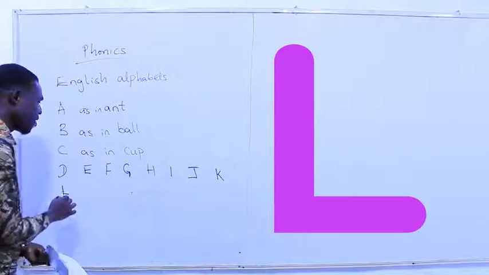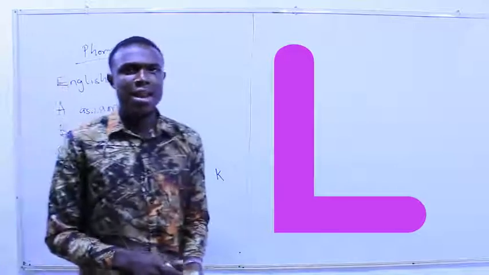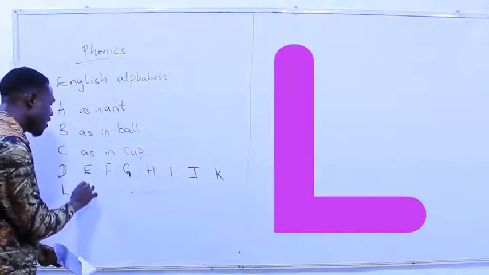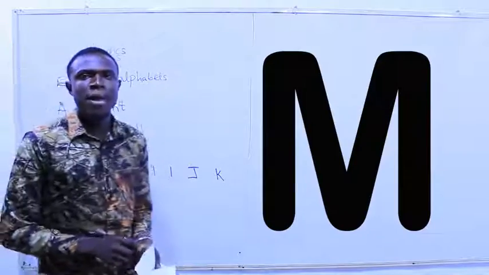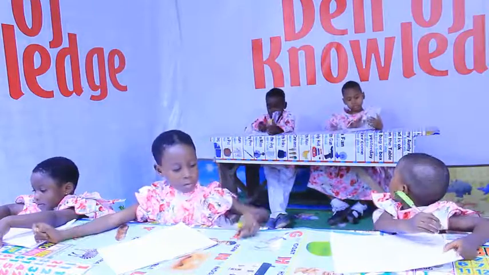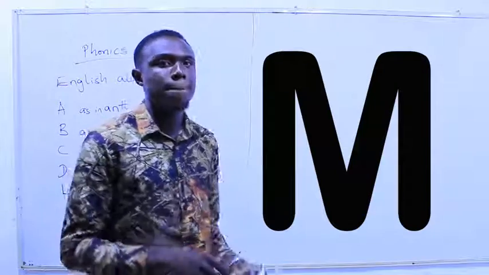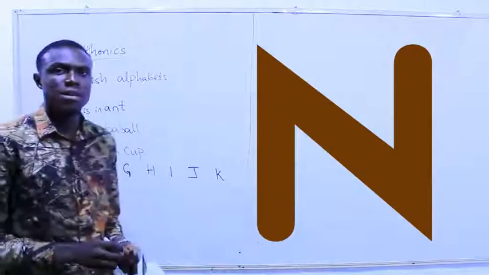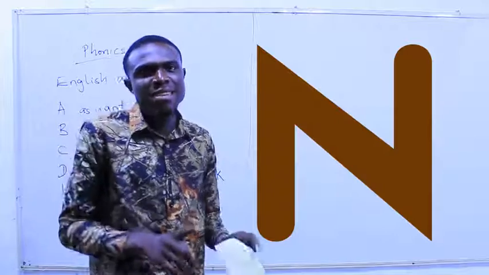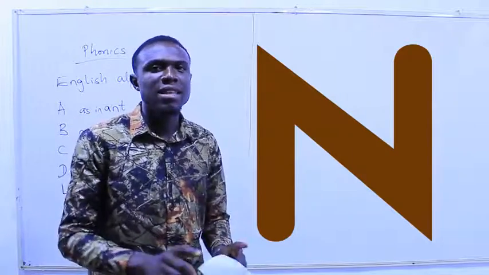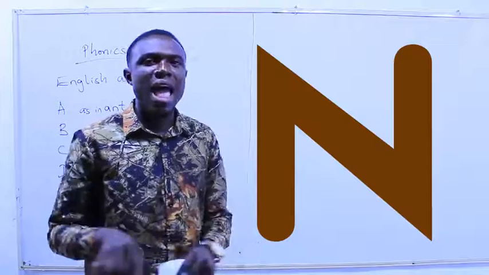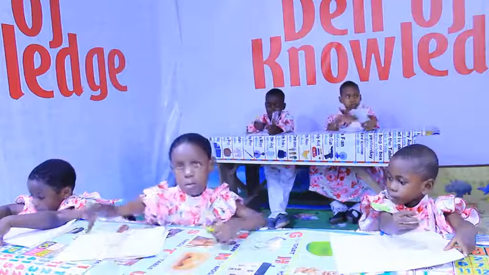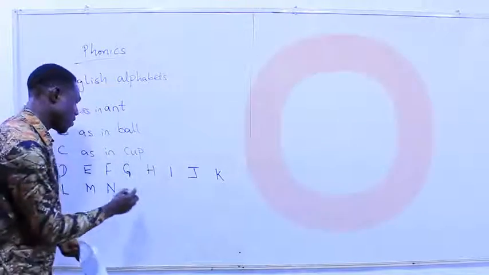L. Now we have the next one. M. This one is so sharp. M. You see, just like you want to stop. M. Now we have the next one, which is N. Also fast like M. N is a brother to M. So you have N.